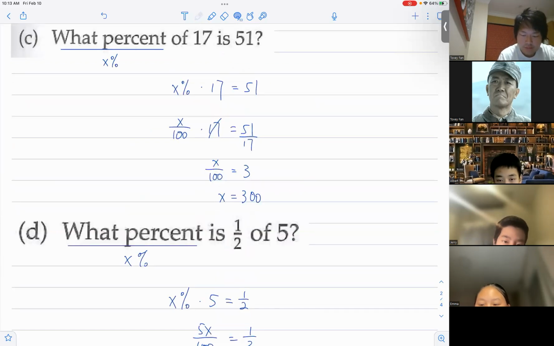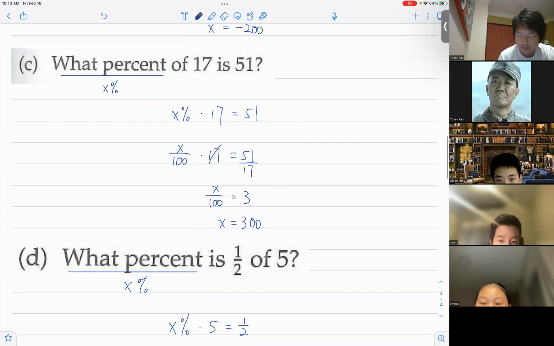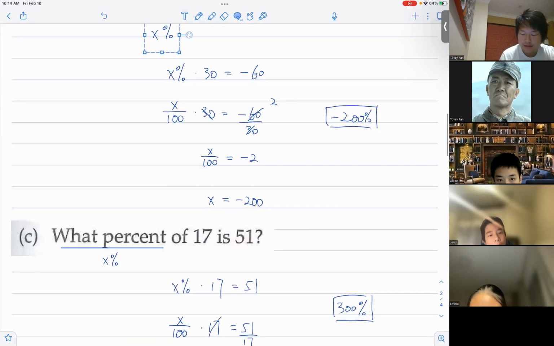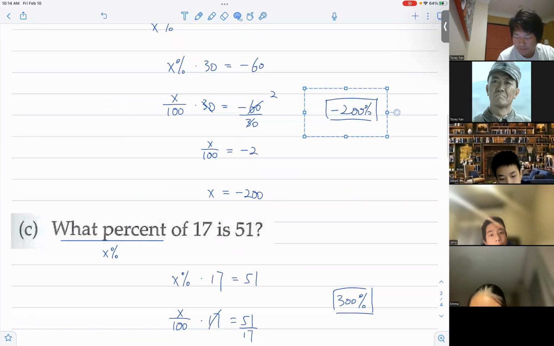And also for previous questions, after we solve for x, for the answer, you have to write down 300%. Don't just stop here, right? For the first question, you have to write down -200%. So if this is your x, you solve for x, and for the answer, you have to include the percentage symbol.